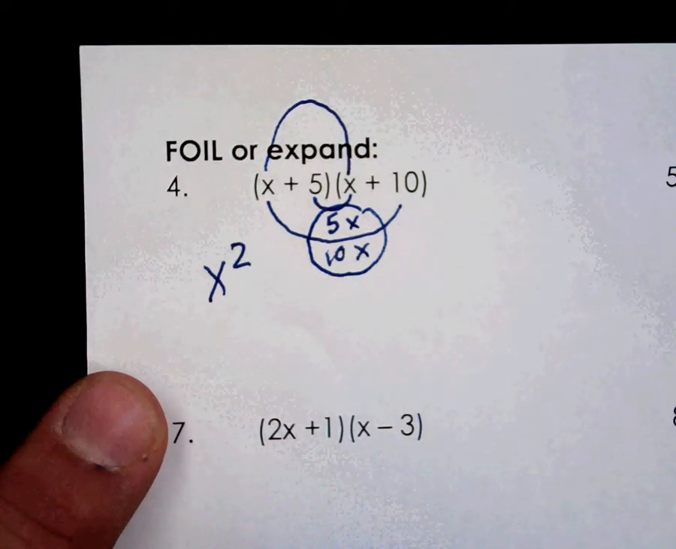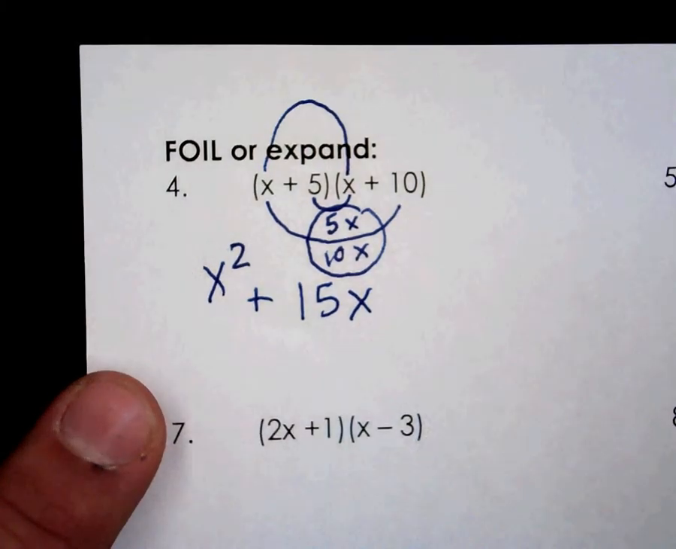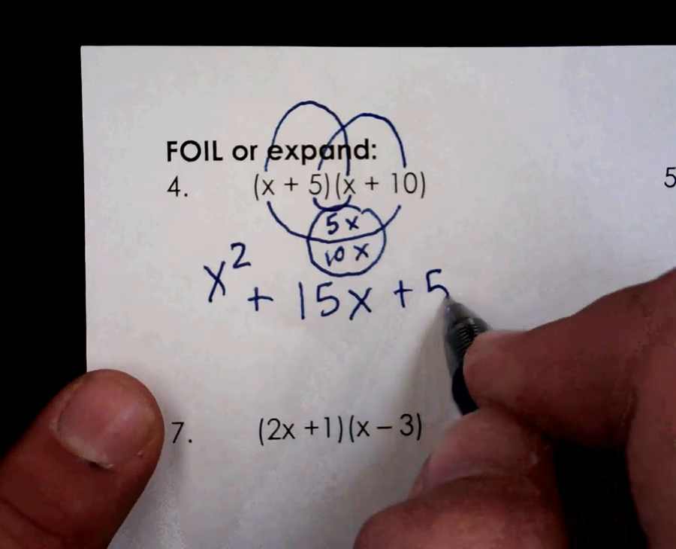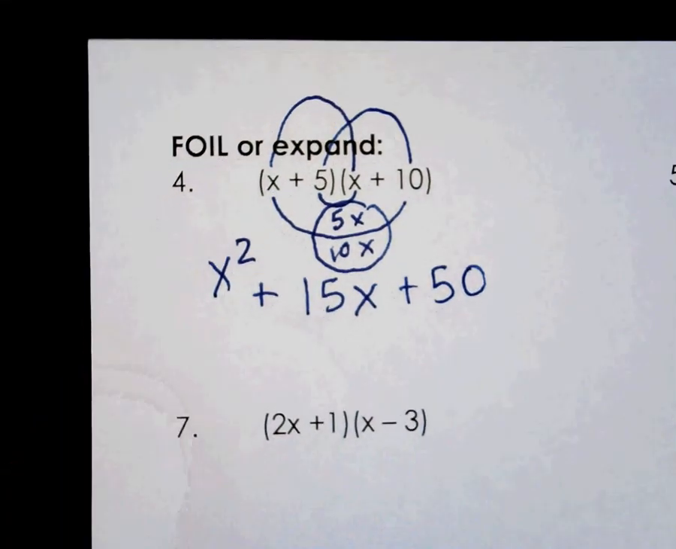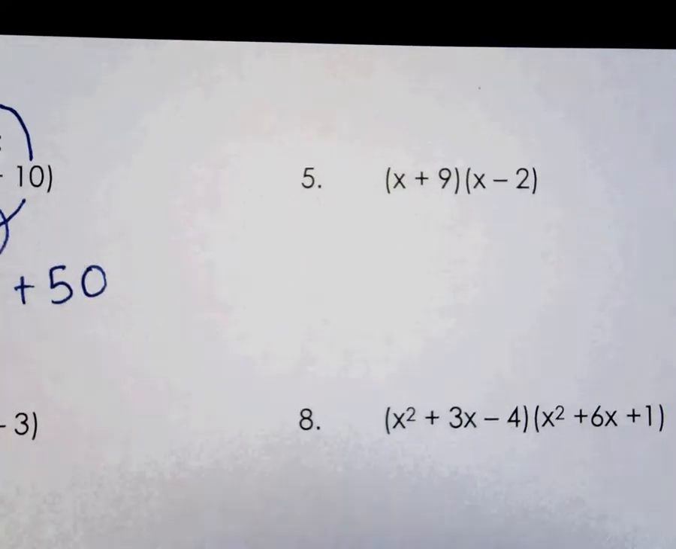Notice these are like terms. Combine them. 10x plus 5x is 15x. Last times last, 5 times 10 is 50. Final answer. Number 5.